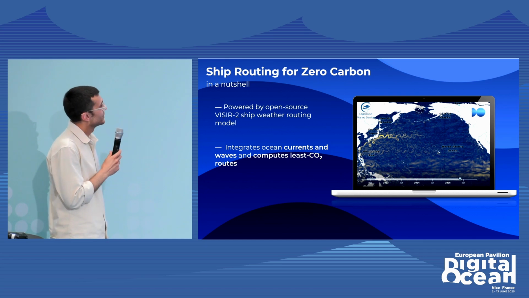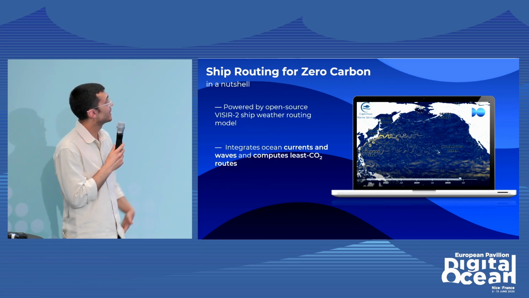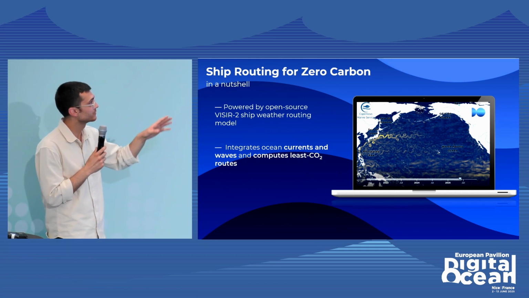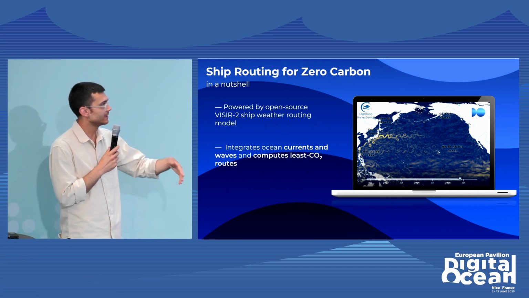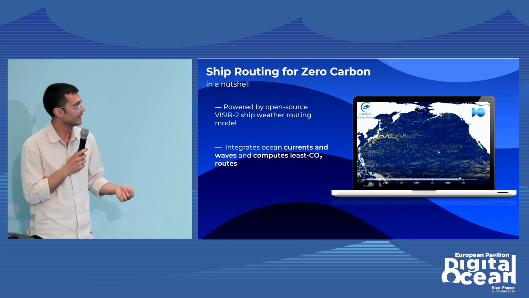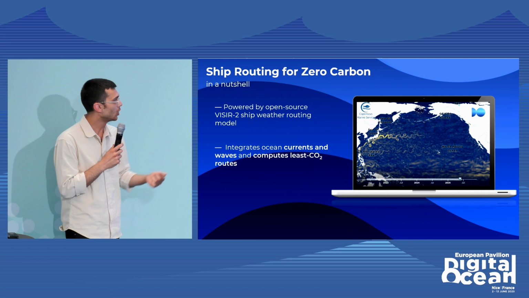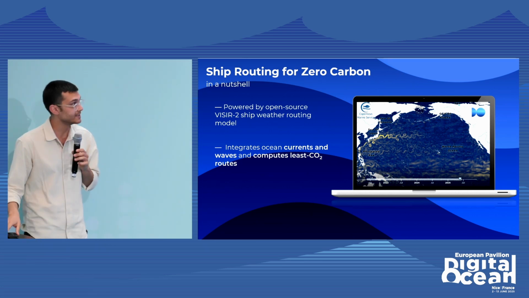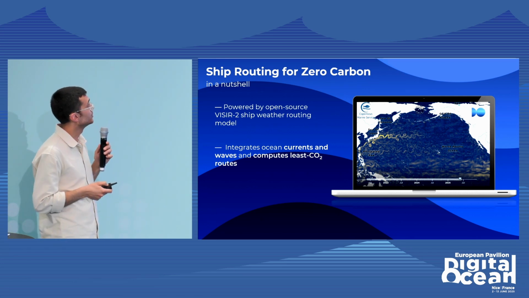Okay, so in a nutshell, we are going to see this ship weather routing service powered by our open source Vizier 2 model. By the way, you can find all the details of this model online if you search for it. This is a model capable of integrating information coming from currents and waves, combining and exploiting them to provide users with optimal ship routes, optimal with respect to CO2 consumption in this case. And it does this by leveraging Copernicus and also the uGlobe product.